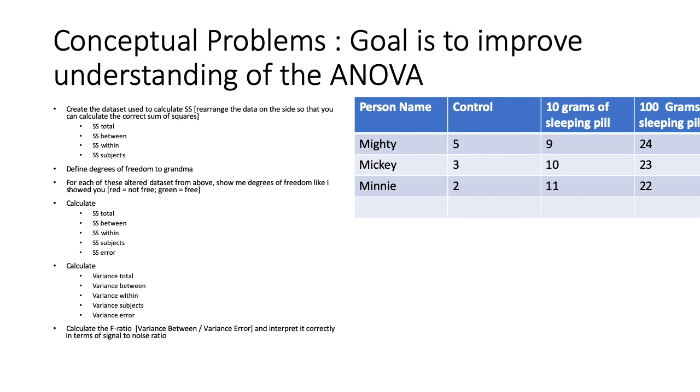In order to do that, we have to calculate the subject mean, and then we have to put that subject mean in place of that individual subject's scores for all 3 conditions. So we put Mighty's mean for all those 3 Mighty scores, we put Mickey's mean for all those 3 Mickey scores, and we put Minnie's mean for all those 3 Minnie scores.